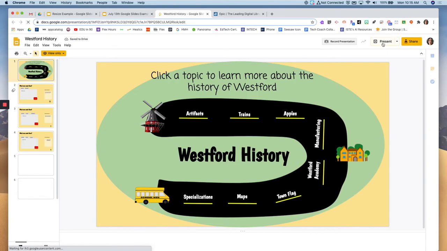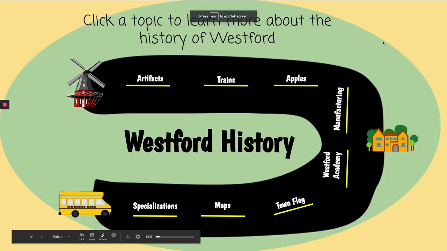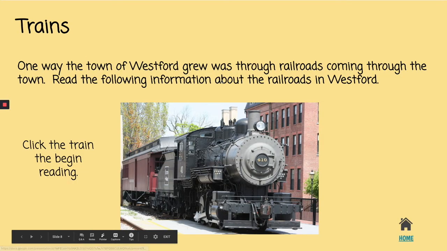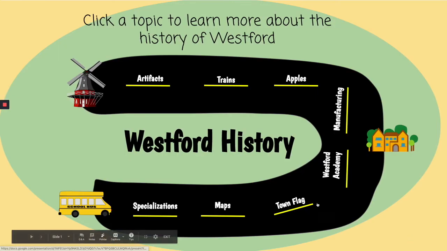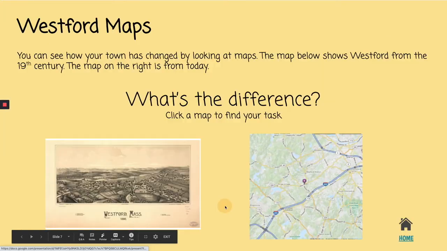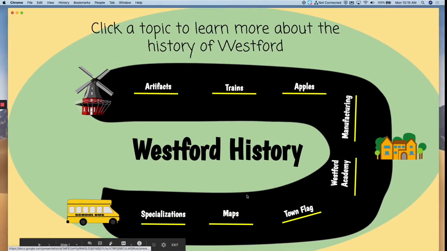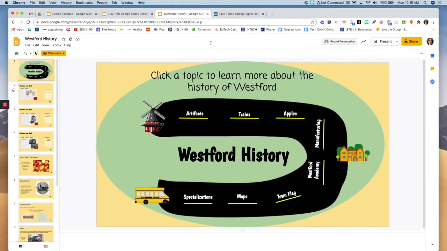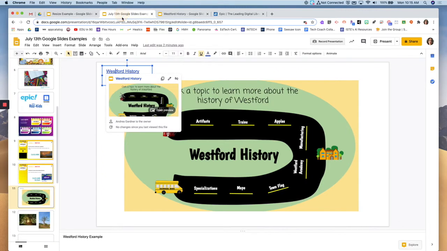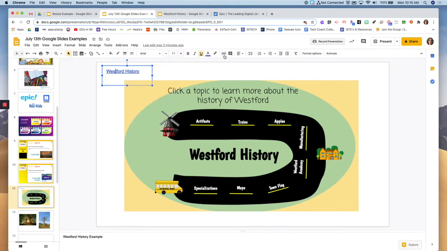Again, if I'm in present mode, as a student, you would want them to be in present mode too. I can click on trains. It gives me a little bit about the trains that she wanted them to know. And then there's that home button. And then I can pick something else, maybe a map. And this is all using that slide linking function, which again, you just highlight what you want, whether it's a picture or text, and then you're able to use that link button up at the top.